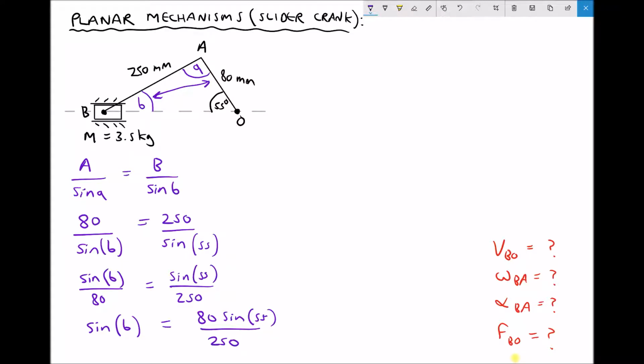Now the last thing I need to do to get B on its own is take sine to the minus 1 of each side. So the angle B that we're trying to find is sine to the minus 1 of 80 sine 55, all divided by 250. So running that through the calculator gives me an angle B equal to 15.20 degrees.